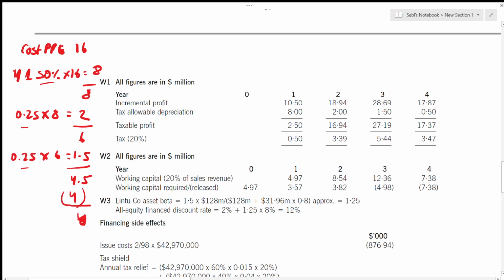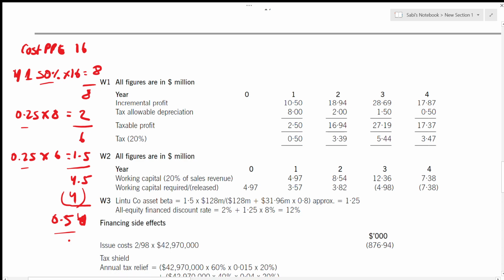And in the requirements in the case study, you have seen that a balancing allowance will arise at the end in which the project ceases. So it ceases at the end of 4 years. So 4.5 minus 4 will be 0.5. This is your balancing allowance, because you are selling at a less value. So it's a balancing allowance of 0.5. That's why in the fourth year, tax allowable depreciation is 0.5.